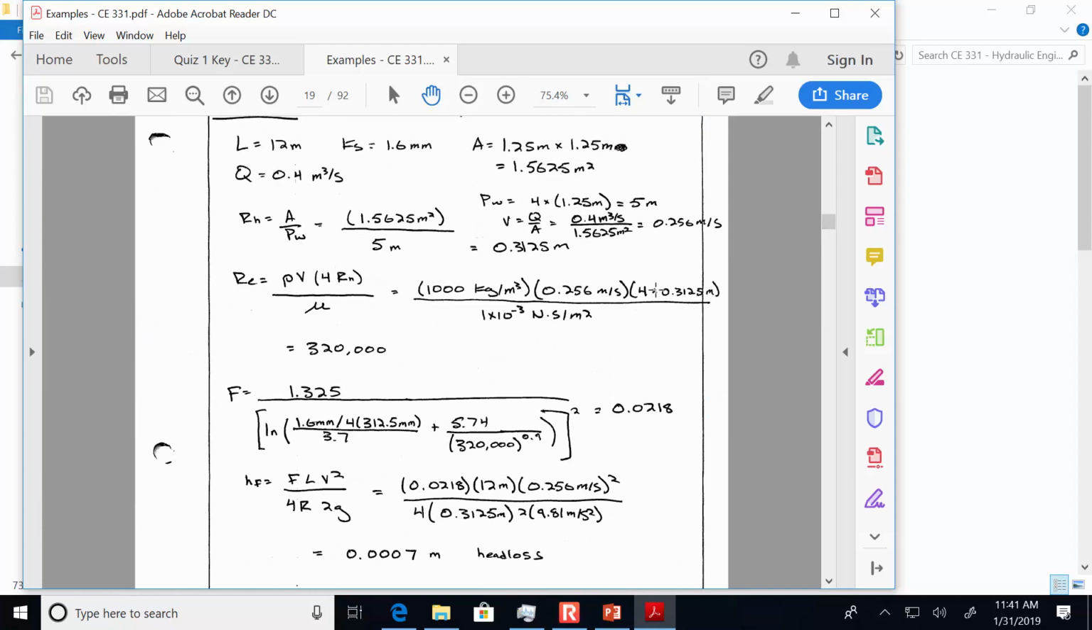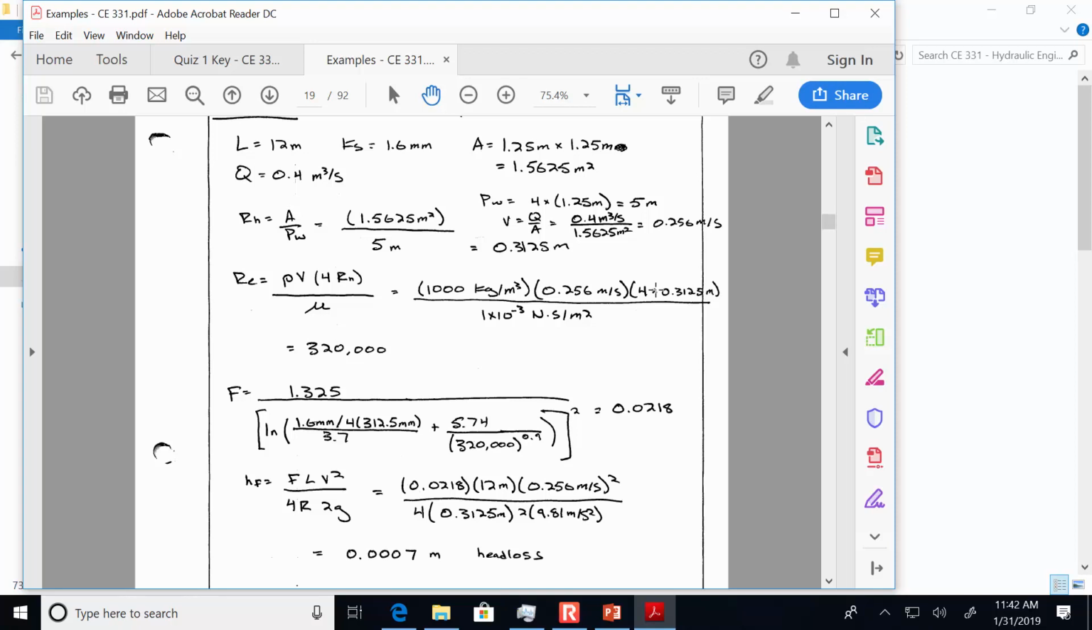So the hydraulic radius then, R sub h, is the area divided by the wetted perimeter. So that is 1.5625 meters squared for the area, divided by 5 meters of length for the wetted perimeter. So our hydraulic radius, 0.3125 meters. So what's the Reynolds number in this case? Density times velocity times 4 times the hydraulic radius divided by the viscosity.